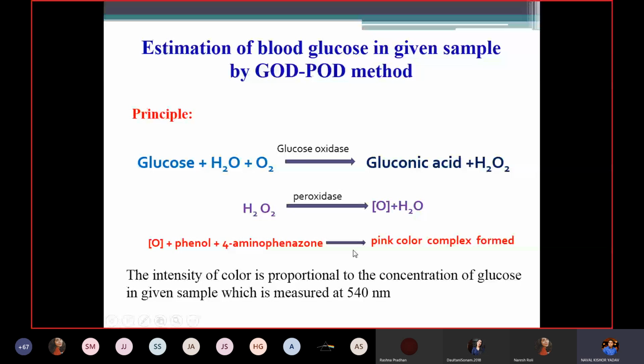So in the principle, you have to write: glucose plus water forms gluconic acid plus H2O2. H2O2 again breaks down to nascent oxygen plus water in the presence of peroxidase, and that is the phase that will break down H2O2.